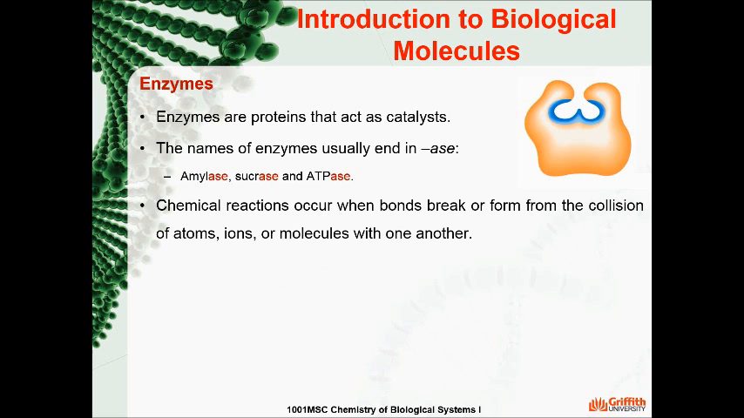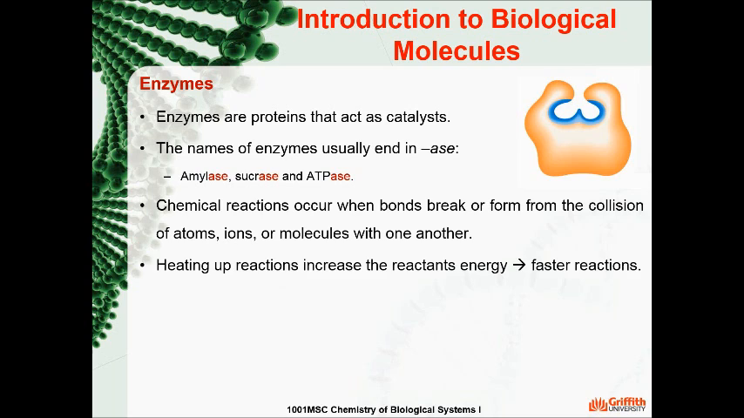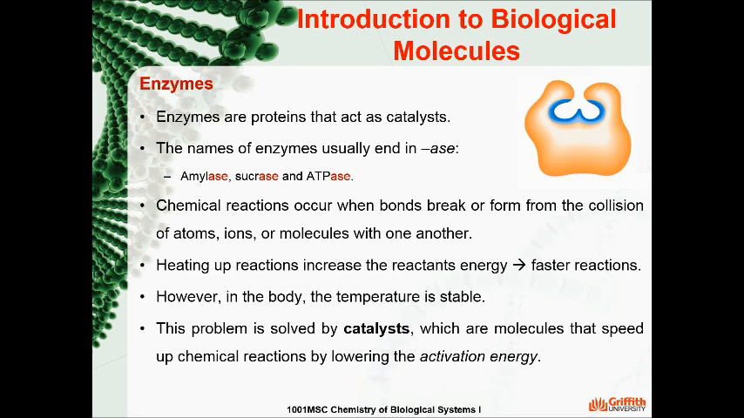Chemical reactions occur when bonds break or form from the collision of atoms, ions, or molecules with one another. We can run the reaction faster by heating up, so the molecules have more energy and collide with each other with more force. We can do this in the lab, however, we cannot do that in our own bodies, as we have a constant temperature of 37 degrees. So we need enzymes to regulate the reactions in our body by acting as catalysts and lowering the activation energy.